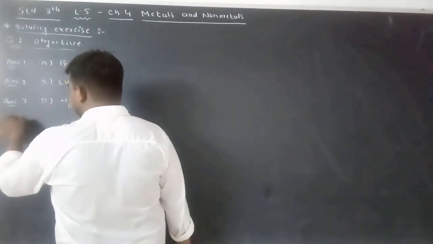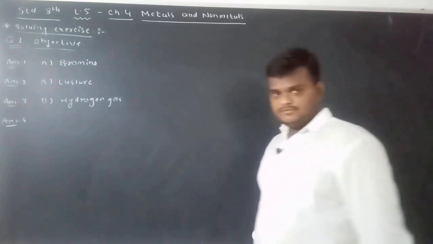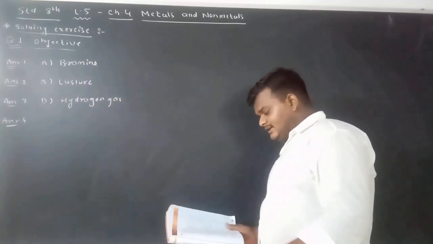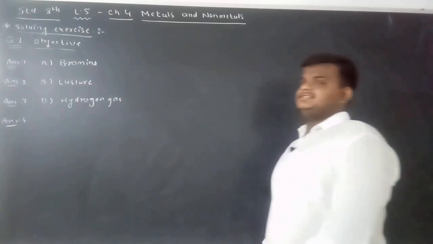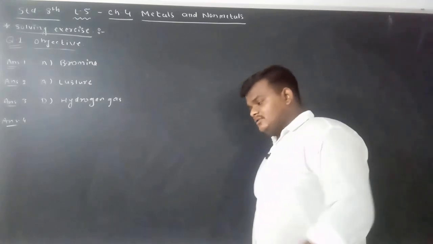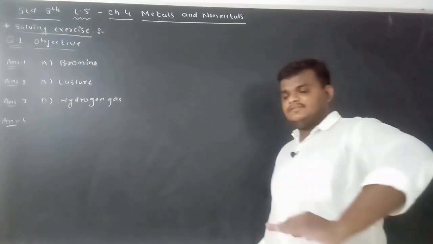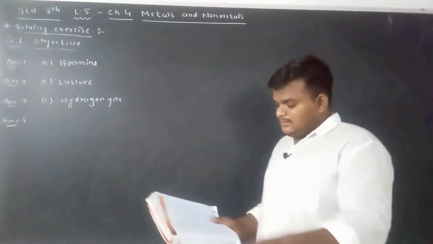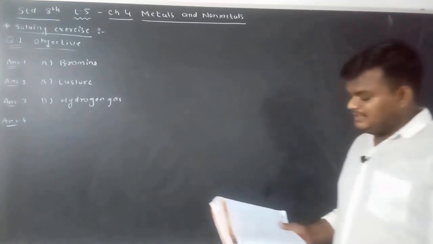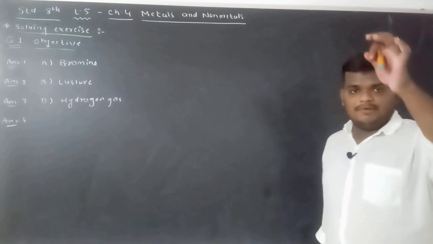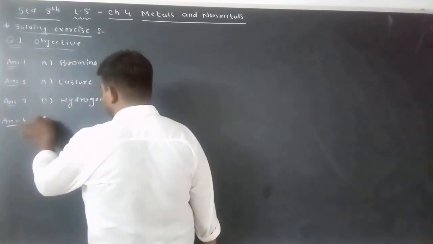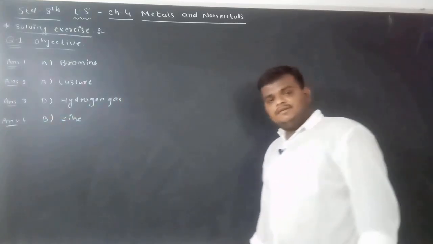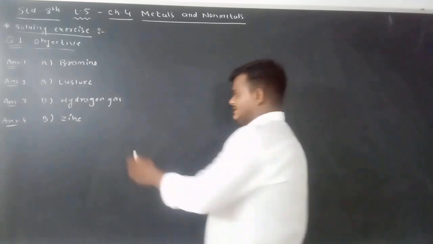What is given in question number 4? Let's try to find out. A metal which is used to coat iron to prevent it from rusting. Which metal is coated over iron to save it from rusting? The options are gold, option B zinc, option C aluminium, option D lead. So option B, that is zinc. Zinc is coated on the surface of iron to prevent it from rusting. So this is the right answer, zinc.